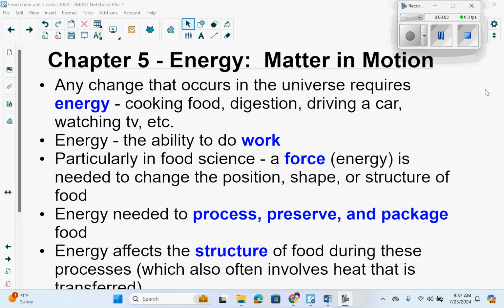This is Food Chemistry Unit 2, Chapter 5, Energy, Matter, and Motion. Any change that occurs in the universe requires energy. Cooking food, digestion, driving a car, watching TV, etc.